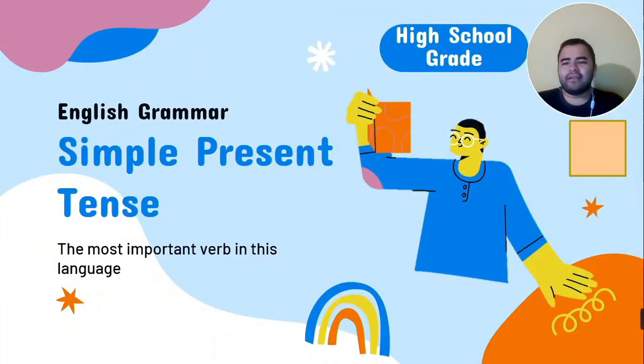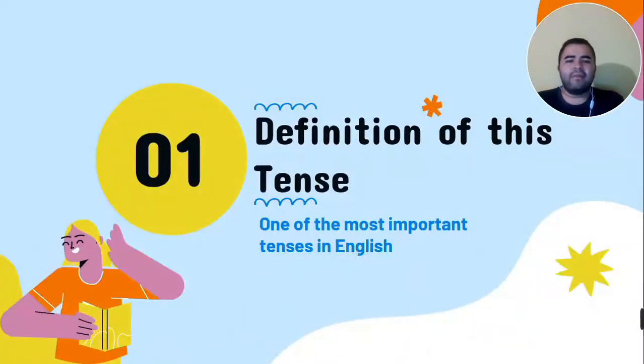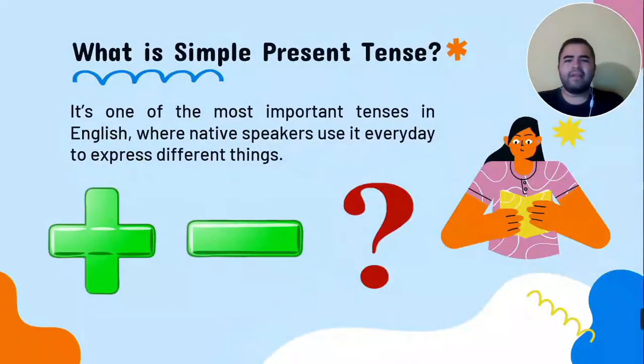Okay everyone, let's learn a little English grammar. We're going to learn how to use simple present tense. So first of all, it's very important that we recognize what the definition of this tense is. What is simple present tense? Simple present is a tense which is used to express different things that happen regularly, whether in affirmative, in negative, or asking questions about it. That is, this tense can be used in affirmative, negative, and interrogative form.